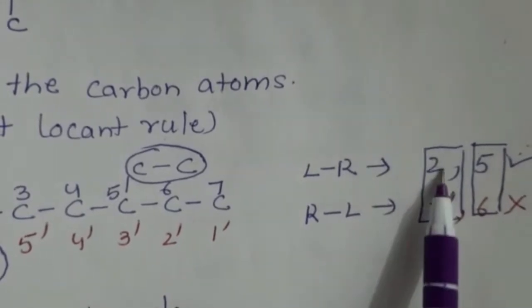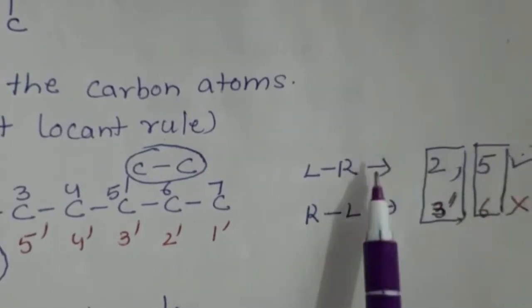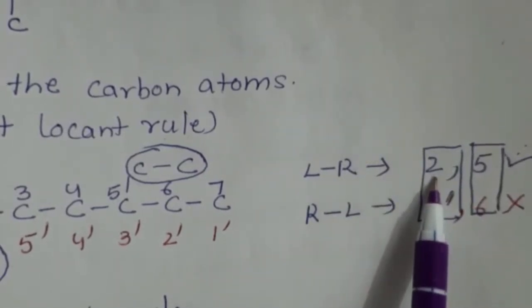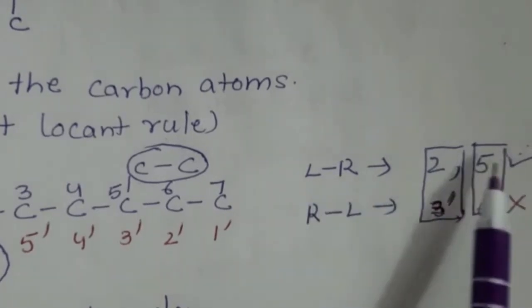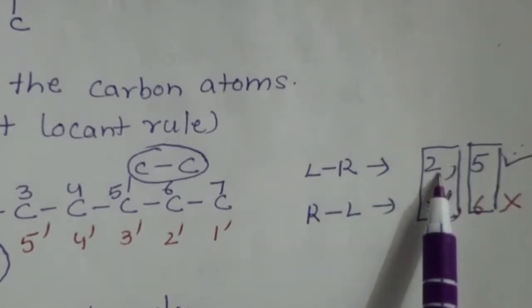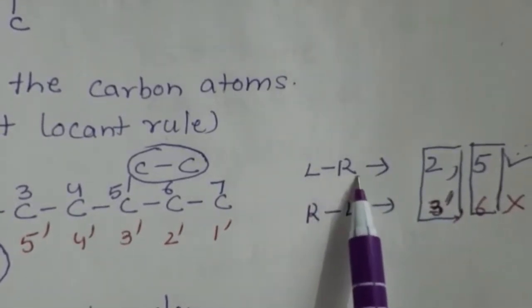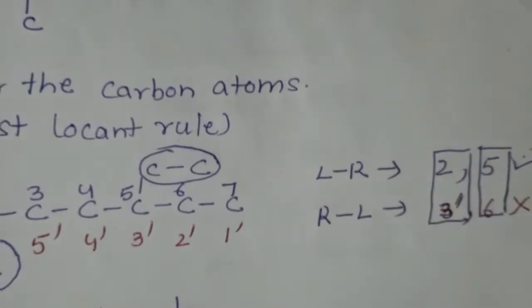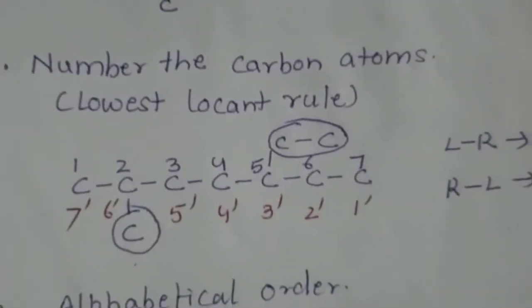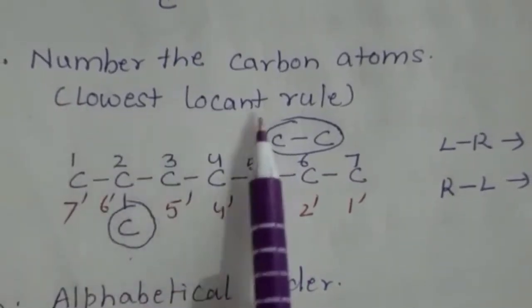Compare the locants. If we get the first point of difference moving from left to right, the number which is smaller will be the preferred order of the numbering. It means here the position of the locant is 2 and here it is 3. 2 is smaller than 3 and that is why the preferred order of the numbering will be from left to right. And this rule is known as the lowest locant rule.